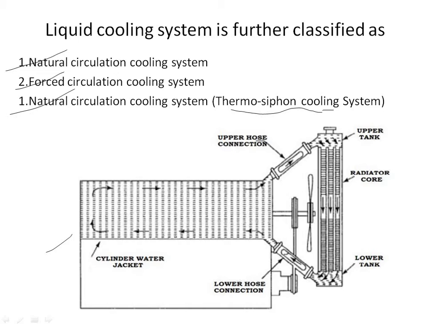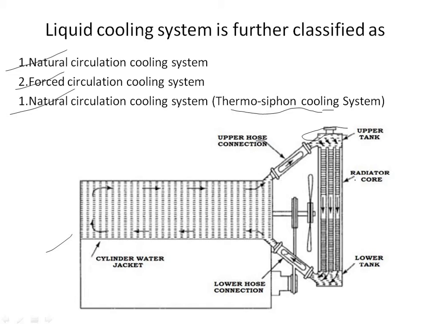A radiator is placed at a higher level than the engine for easy flow of water towards the engine. Heat is conducted to the water jackets, from where it is taken away by convection due to the circulating water. As the water in the jackets becomes hot, it rises to the top of the radiator.